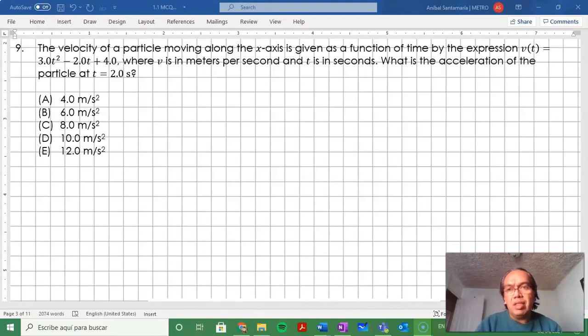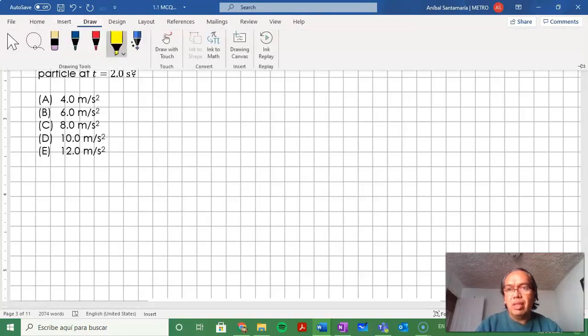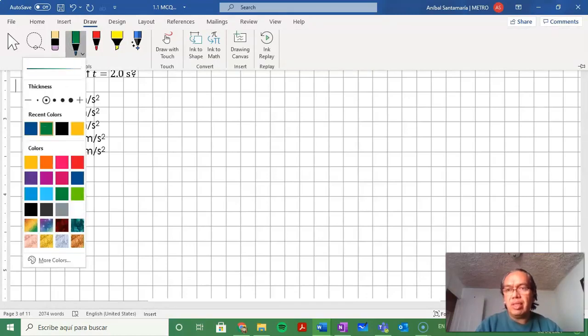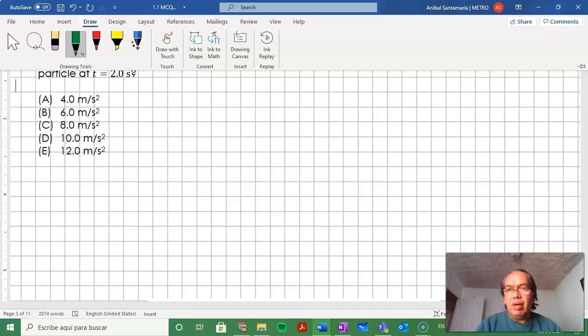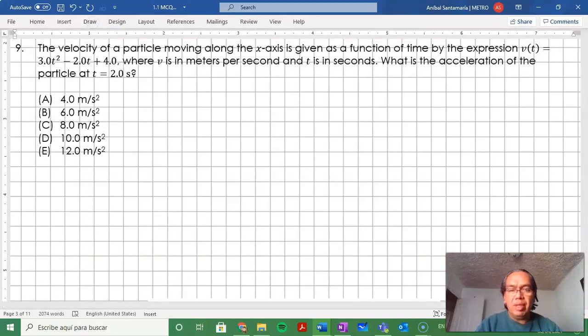Now, it's important to remember here that if the velocity is not a linear function, then by definition, the acceleration is not going to be constant. So the only way to get the value for this acceleration will be as a time-dependent function. So v of t is 3t squared minus 2t plus 4.